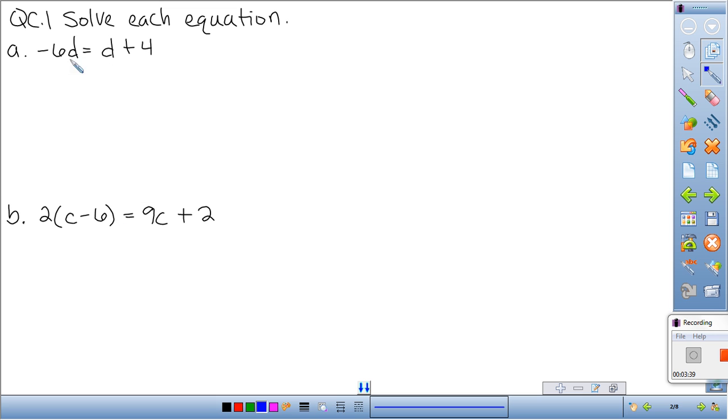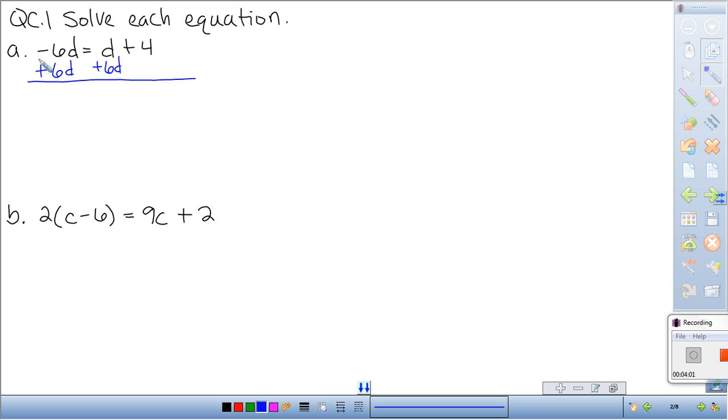Let's try a few more. So again, we need all of our variables to be together before we can start doing anything. We have negative 6b on this side, and we have a positive b on this side. So if I'm going to get rid of the negative 6b, the opposite of negative 6b would be to add 6b to both sides. And actually, I'm going to work this problem 2 different ways. So I'll first work it by adding 6b to both sides.